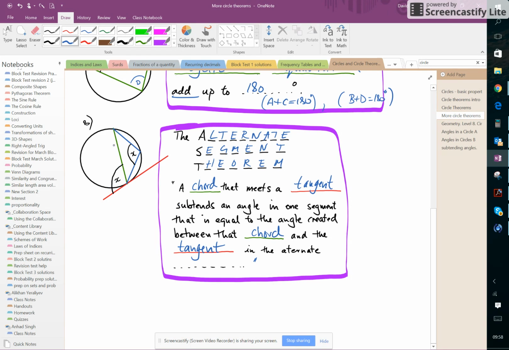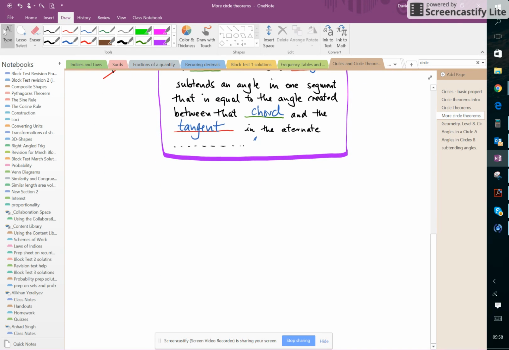So chord subtends an angle, and that chord is meeting a tangent. It subtends an angle in this segment, and the angle that it creates between the tangent and the chord in the alternate segment is equal. So these two are equal. Let's do another example of that.